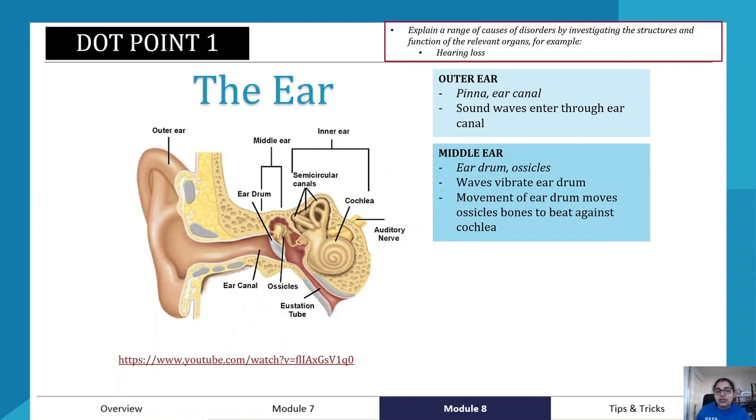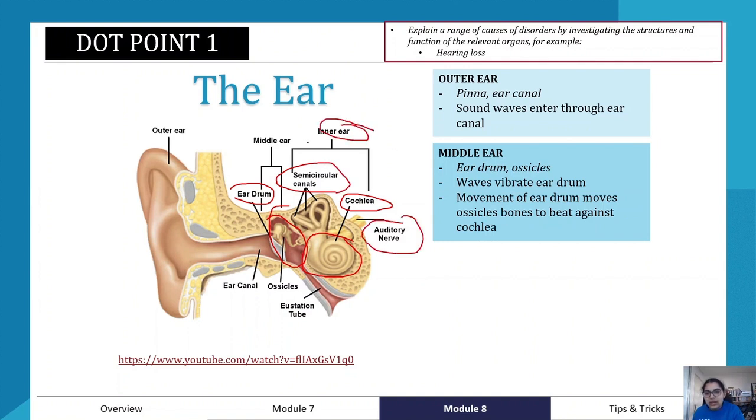The middle ear refers to the eardrum and the ossicles. So maybe I'll get the pen up again. Sound waves vibrate the eardrum, and that vibration causes the eardrum to move against the ossicle bones. The ossicles will then beat against the cochlea, and this is the cochlea. It's a snail-like shape, you can remember it that way. The cochlea, the semicircular canals, and the auditory nerve are part of the inner ear.